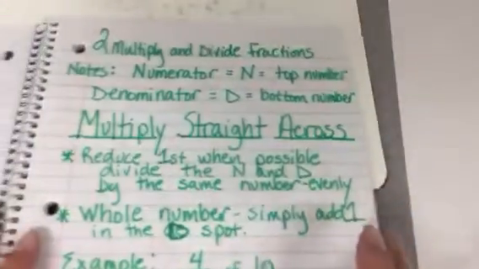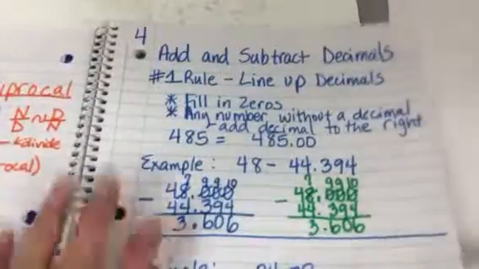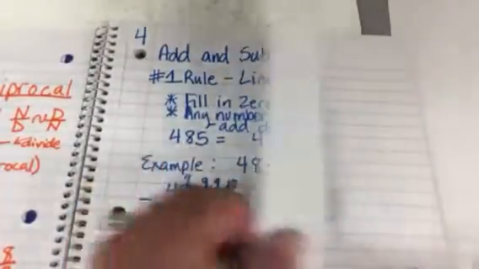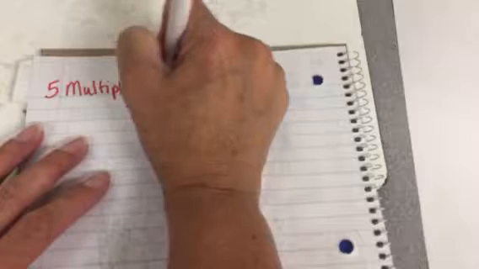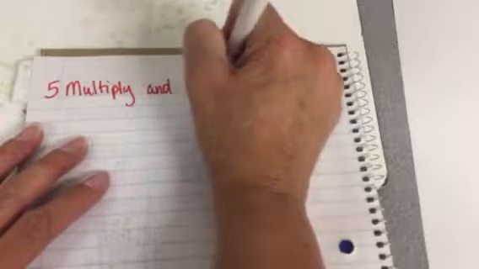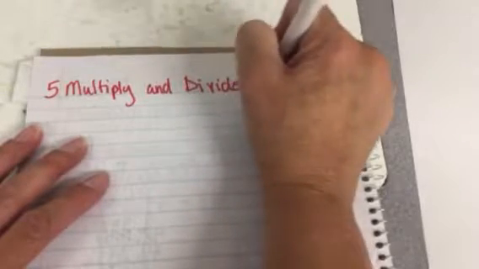So you should have 1, 2, 3. You might not have 4 yet. Make sure you skip a place for 4, skip a page, and go to station number 5. Okay, so this is multiply and divide decimals.